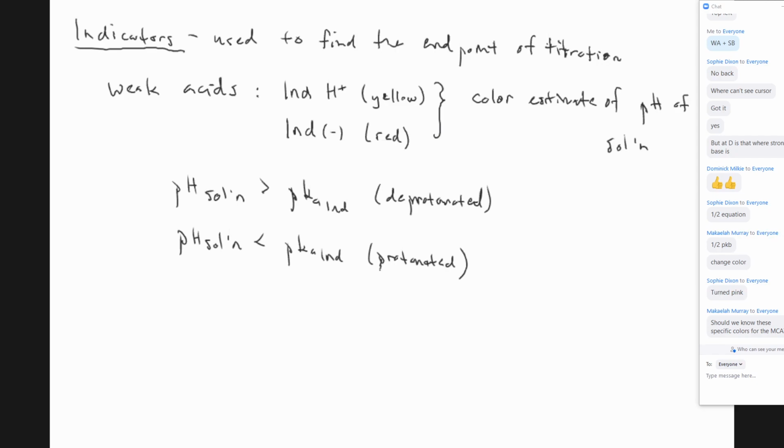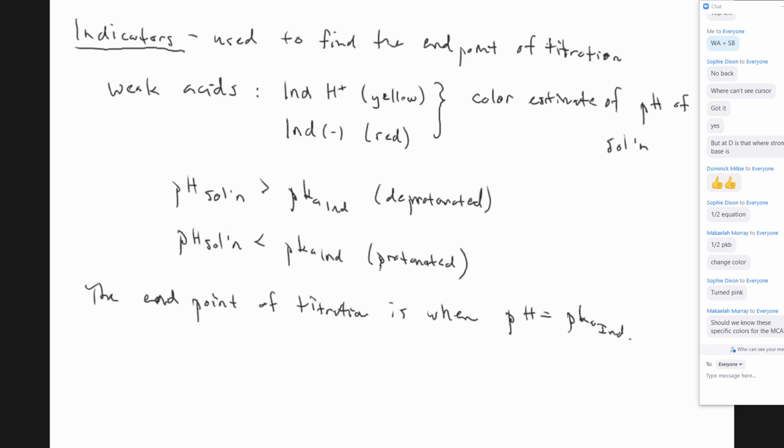So usually the endpoint of titration is when the pH is equal to the pKa of the indicator.